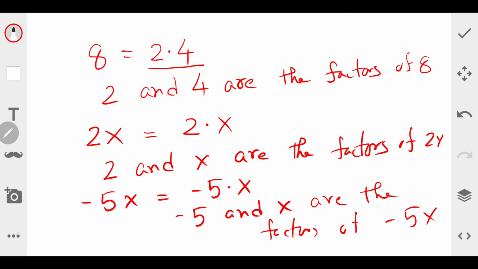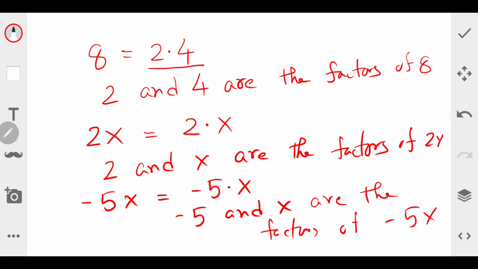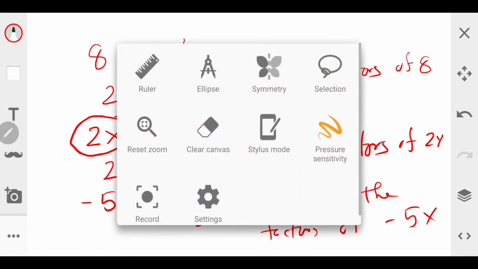Okay, let's look at some other scenarios now. Oh, before I move to another slide, 2x is a term, and if you guys remember, this is called a monomial because it's just one term. Now we're going to look at a binomial. So let's erase this.